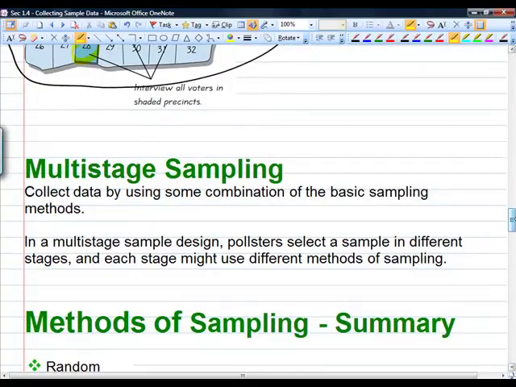Multi-stage sampling is where you may have different stages of data gathering for your experiment or your research that you're interested in doing, and you may use a simple random sample for one, and then you want to use a cluster or a stratified sample for another stage once you have your simple random sample. So you can do sampling in stages.